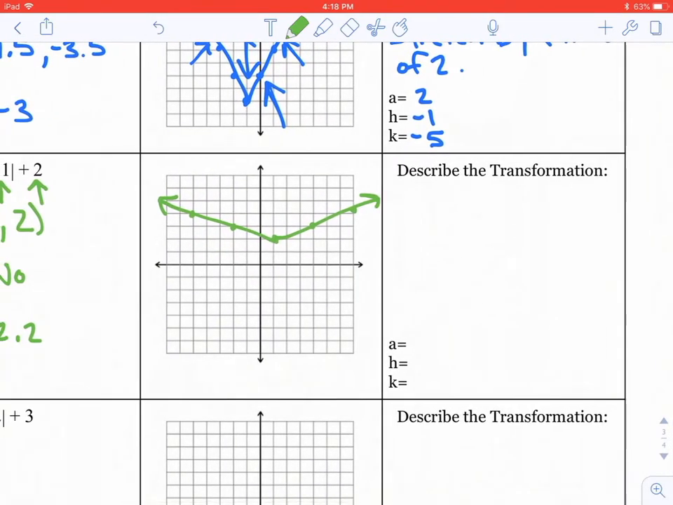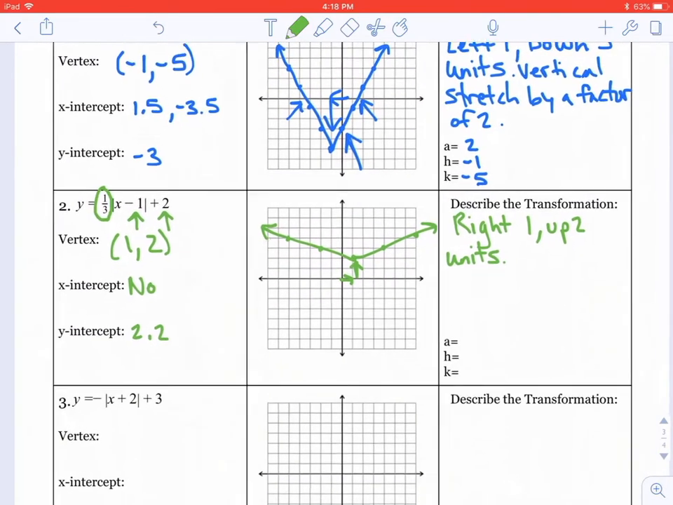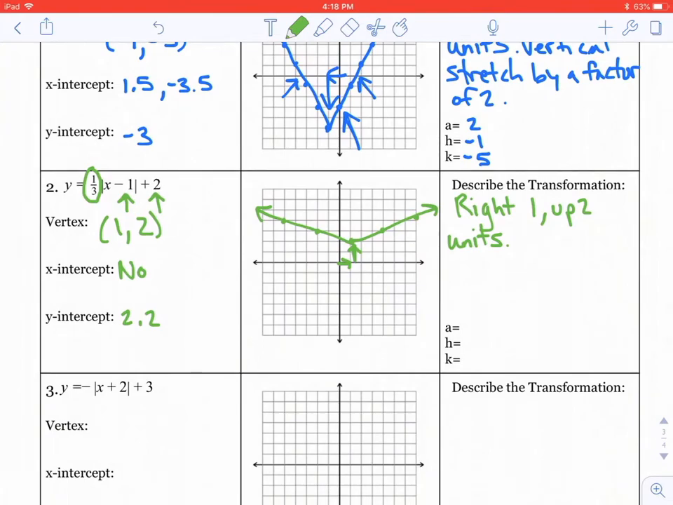And then describe the transformation. So this one shifted from the origin, right 1 up 2 was our shift. Right 1 up 2 units. And then the 1/3 that's right out front made it have a vertical compression by a factor of 1/3. So let's say vertical compression by a factor of 1/3.